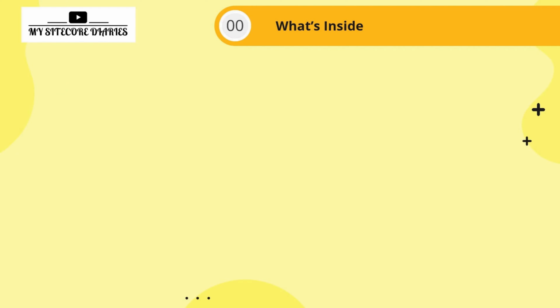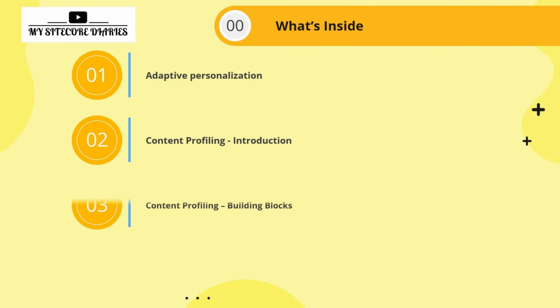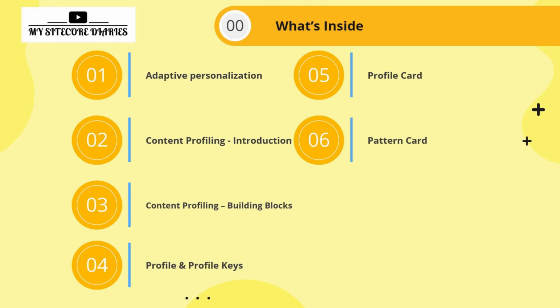So what we are going to see today. Today we will be more focusing on the concept of adaptive personalization in Sitecore. So we'll see what is adaptive personalization. Then we will see a topic called content profiling. We will understand what is content profiling, and then what are the building blocks for content profiling. Then we will see what are profile and profile keys, profile cards and pattern cards. So what is the difference between profile card and pattern card, that also we will see, and at the end we will explore how adaptive personalization works in Sitecore. So we'll try to understand the complete concept of adaptive personalization in Sitecore in this video.